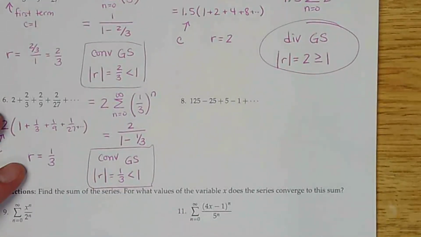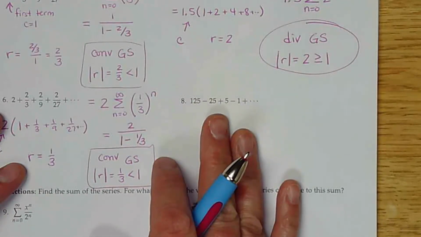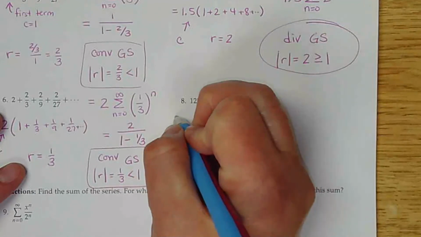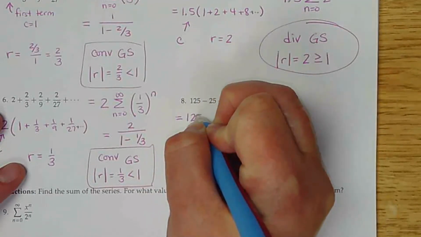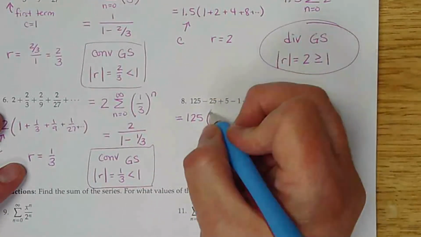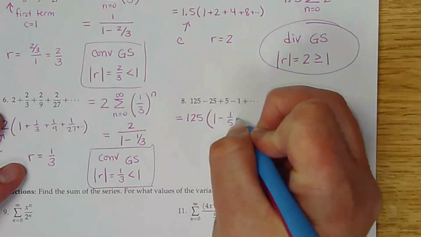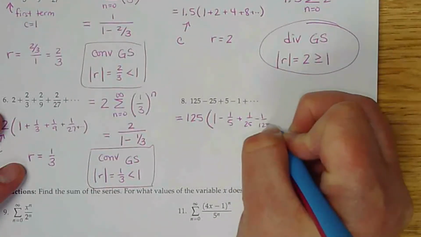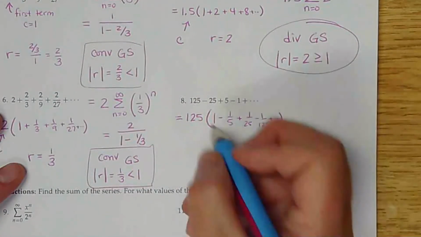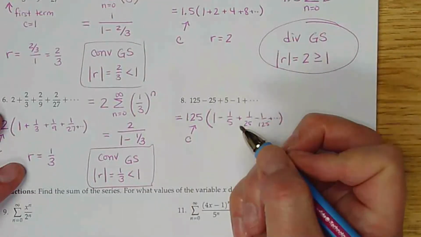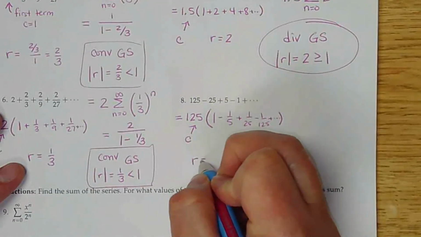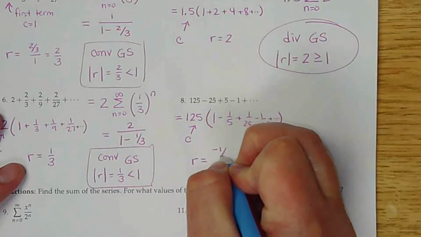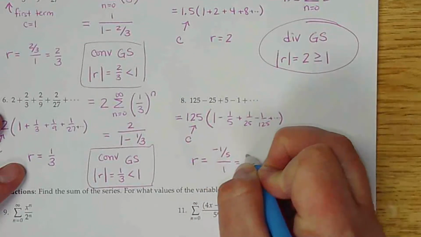And then number 8, so this is the first one we have with alternating signs. Again, I see that 125 is my first term, and I'm going to go ahead and factor that out just so I can more easily see what else is going on here. So if I pull the 125 out, I get 1 minus 1/5 plus 1 over 25 minus 1 over 125, and then it keeps going. So 125 is my C. My R, again, I can use any two adjacent terms. So I'll use that negative 1/5 divided by 1. So my R is just a negative 1/5.